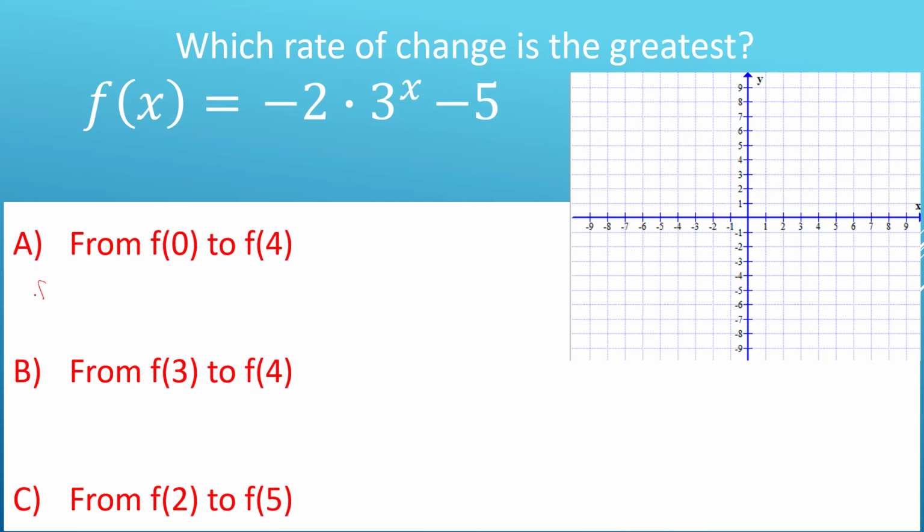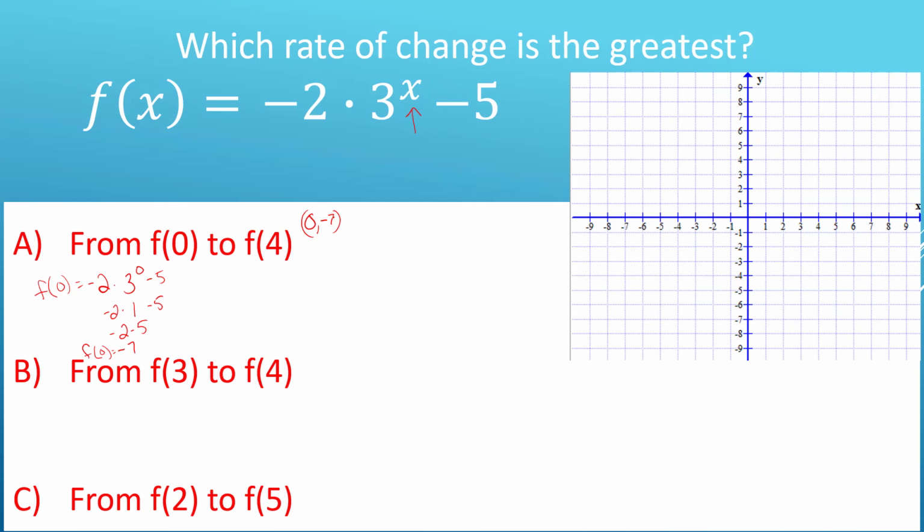So f of 0 is equal to negative 2 times 3 to the 0th power, because we're replacing the x with that 0, minus 5. Well, 3 to the 0th power is 1. 2 times 1 is 2. Oh, sorry, negative 2. Negative 2 minus 5 is negative 7. So f of 0 is equal to negative 7. That means I could say that (0, negative 7) is one of my ordered pairs.